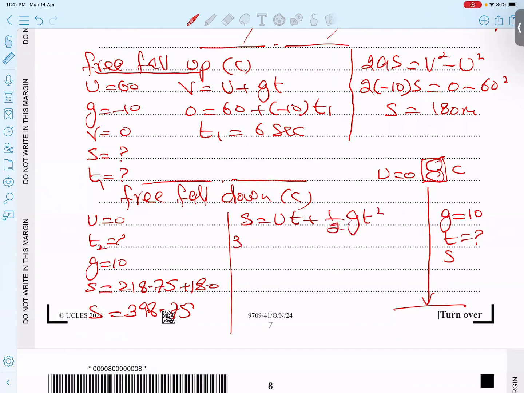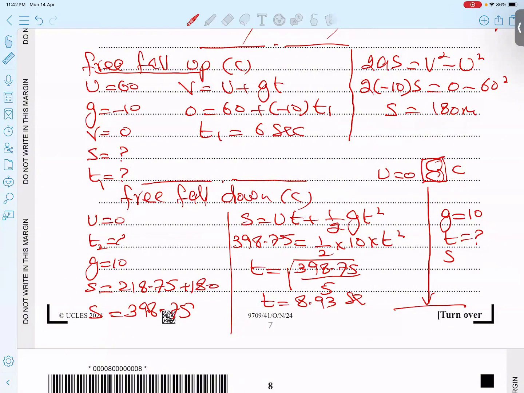Distance is 398.75, u is 0 here because the starting velocity is 0, and half into 10 into t squared. So this 5 will divide and then I take a root. 398.75 by 5, when I divide by 5 and take a root of this, I got a time of 8.93 seconds. So time t2, I got it.